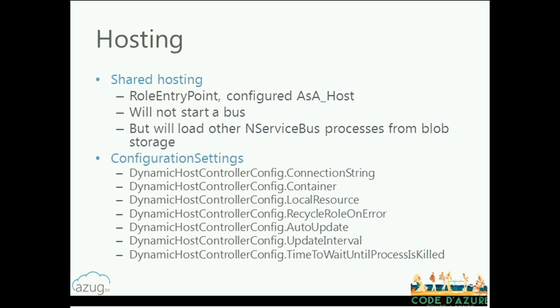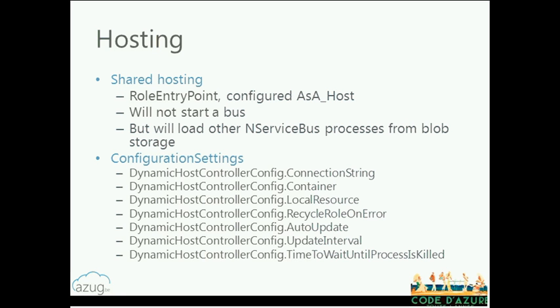You can configure a couple of configuration settings for the host. One is the connection string, of course, where it should find the blobs. The blobs are zip files which contain all of the files required to run the process. So mainly it is the content of the bin folder of a certain worker process, or sorry, worker role.